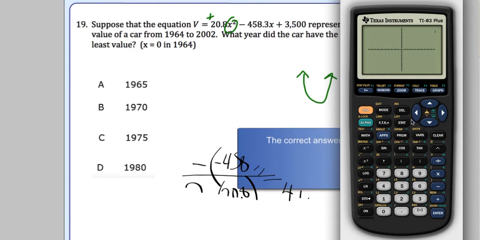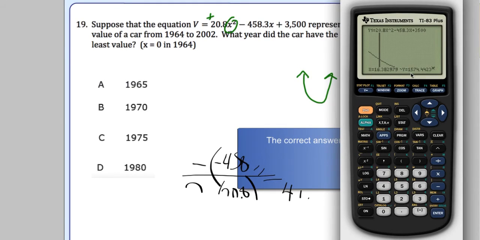And I hit graph, and like I said, might not be able to see it, but if you hit zoom and go down to zoom fit, there is the graph. Now I still can't see it, but if I hit trace and I'll just go to the right, make it move over there. I'm going to see it till it shifts up, or till I see it turning up. And right there it starts turning up.